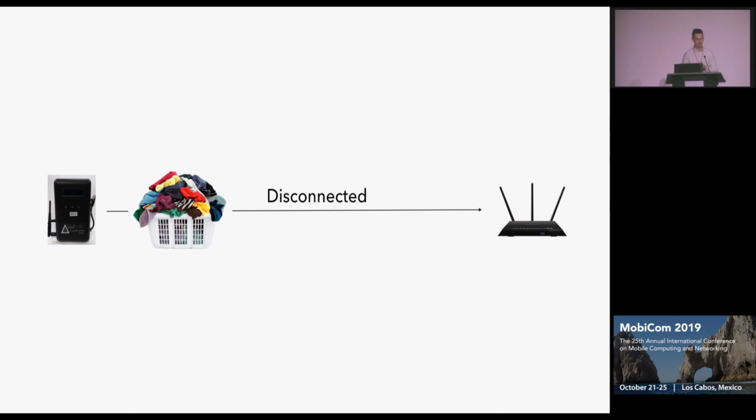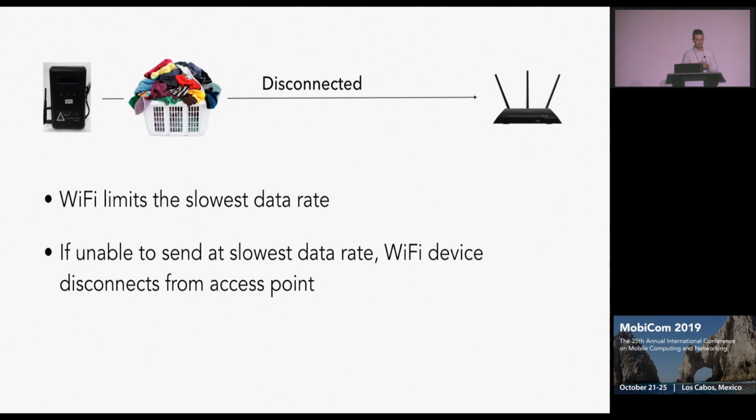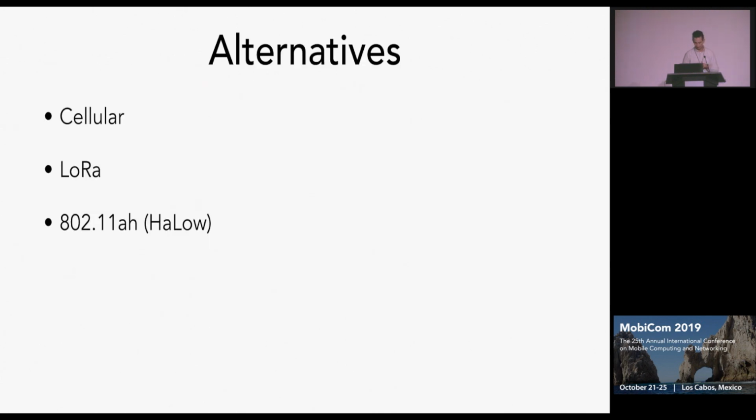And now it's disconnected. What we found is that Wi-Fi limits the slowest data rate. That's set by the access point, and if you can't achieve that data rate, you are no longer connected to the access point, and you can no longer upload data as a result. And so we started looking at alternatives because it was such a big problem.